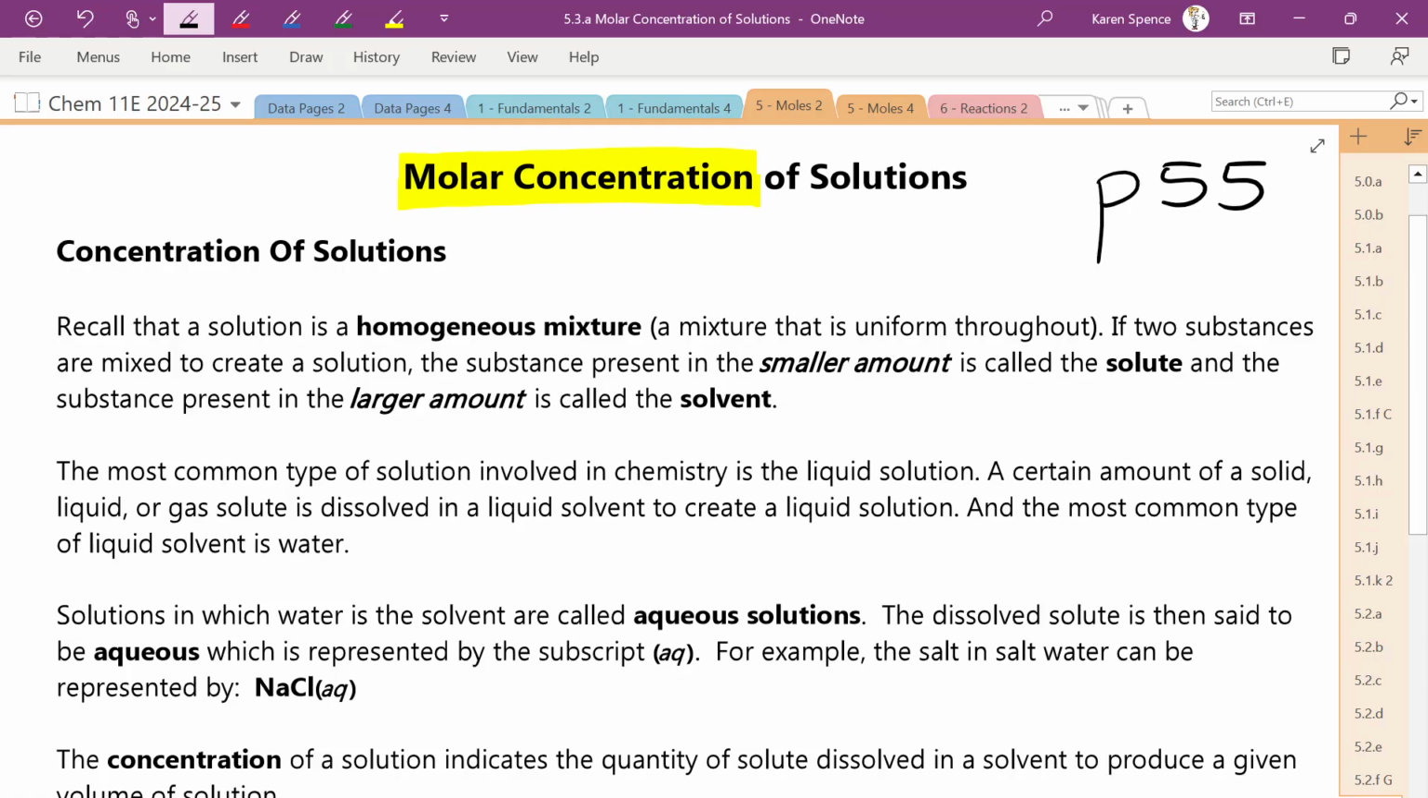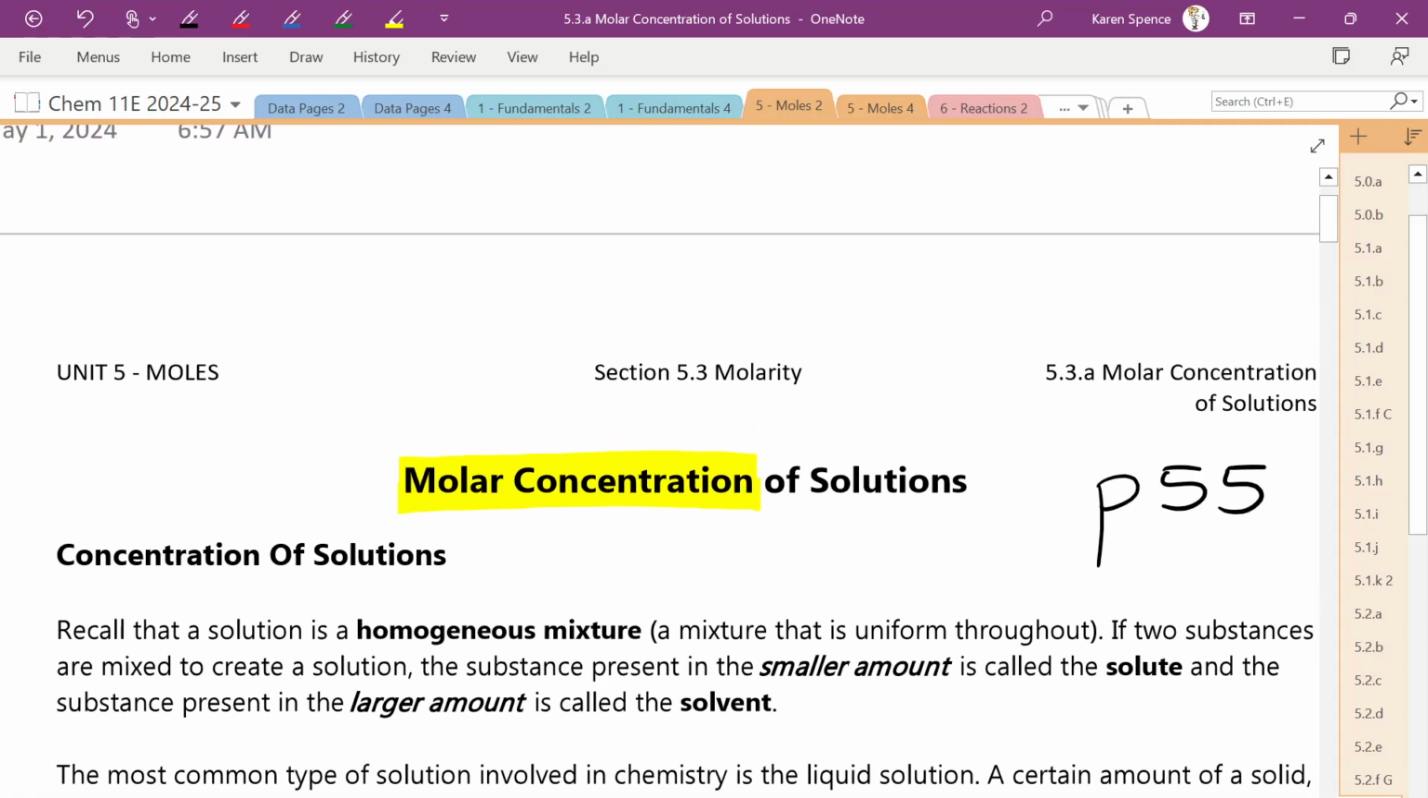Okay, so we are looking here at concentrations of solutions. First of all, what does it mean when we talk about concentration? Like if I had a solution here, and this was my solute. Do you guys remember what a solute is?